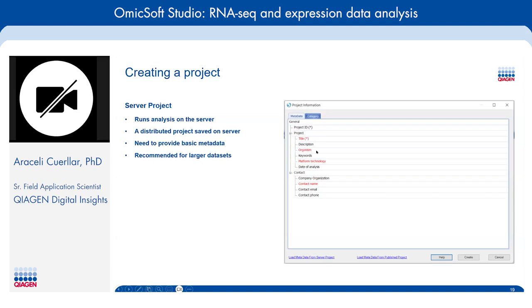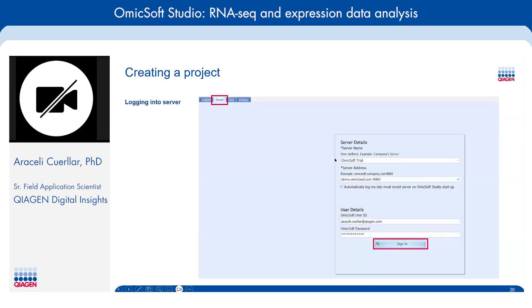So how would you go about doing this? To create a server project, you would have to log into your server. When you open up OmicSoft, you'll go into that server tab, enter your credentials, and sign in. Once you sign in, you're able to create that server project, and I'll go over that once we go into the software.